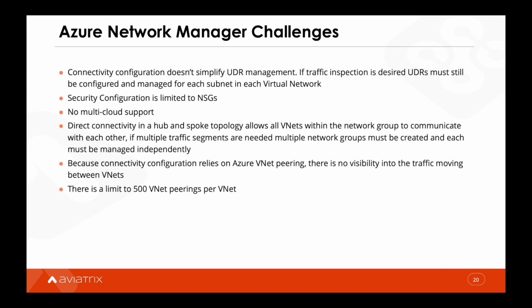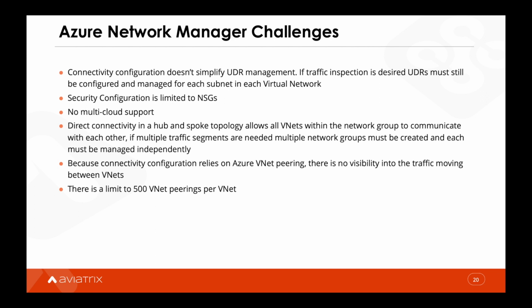There are still some challenges with Azure Network Manager, however. Although connectivity configuration simplifies the task of configuring VNet peering, it doesn't really help with service insertion and UDR management for steering traffic to a firewall. So if you want to inspect traffic between VNets in a hub and spoke topology, let's say, we still need to deal with configuring those static routes and UDRs. The other thing is that security configuration is limited to managing NSG rules only. That's what it helps with. It's for managing NSG rules at scale.